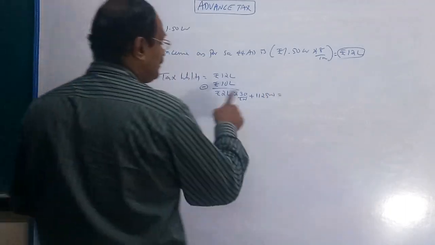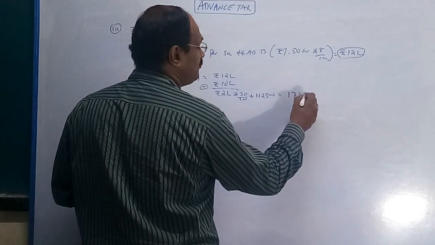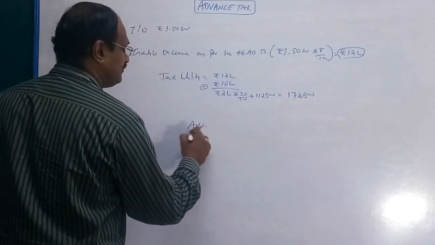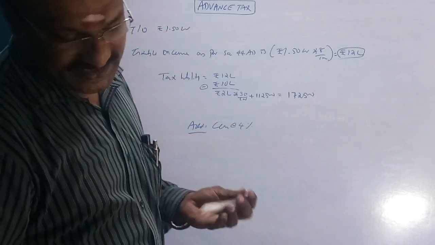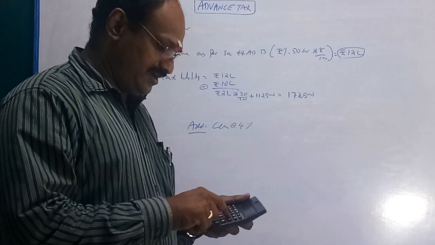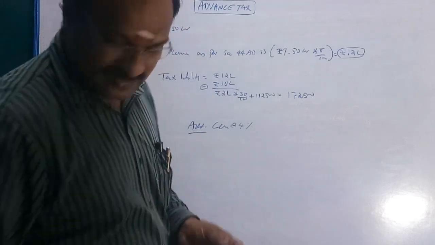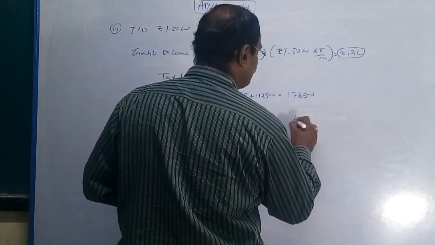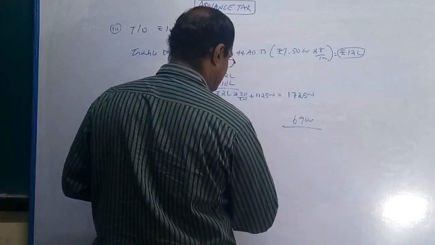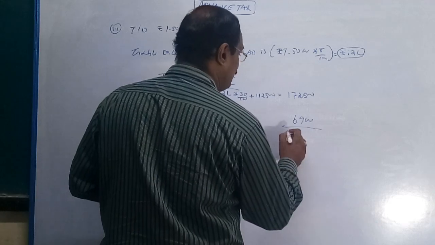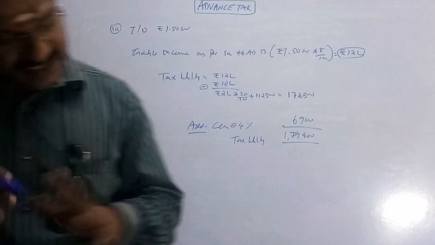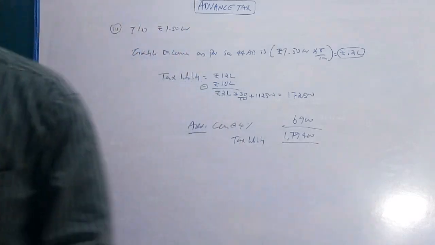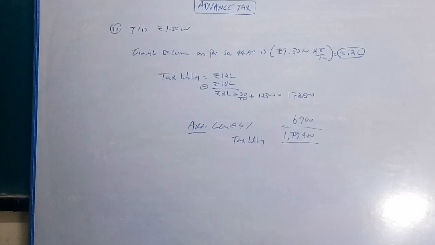Okay. So 1,72,500. Add cess 4%. 1,72,500 into 4%, 6,900. So tax liability 1,79,400. See, there is no TDS. It's not given. Okay, so total tax liability including cess is 1,79,400.